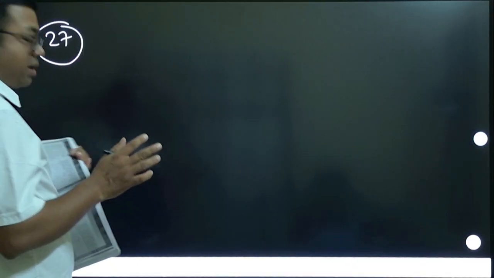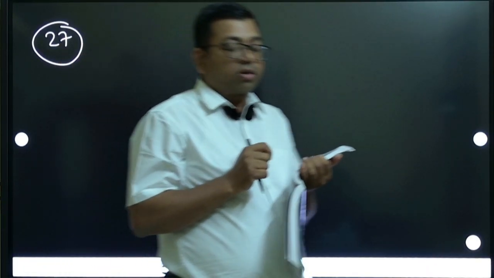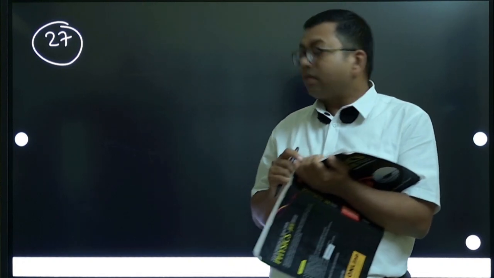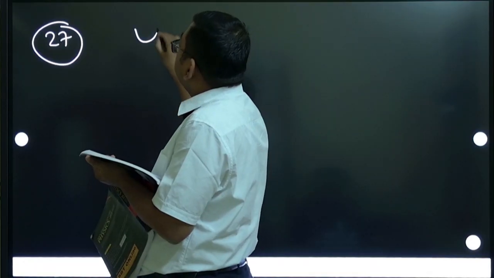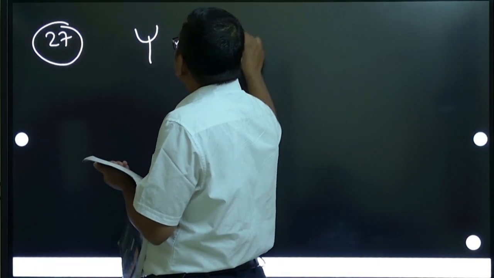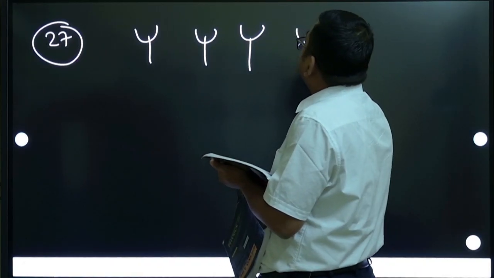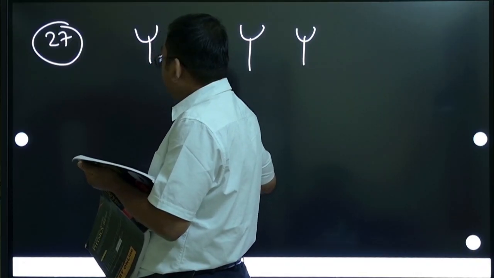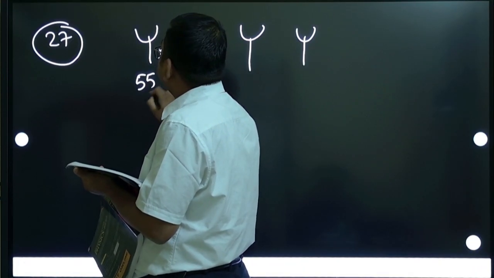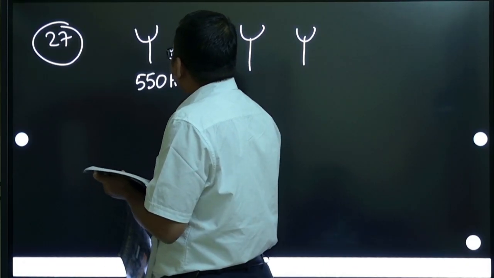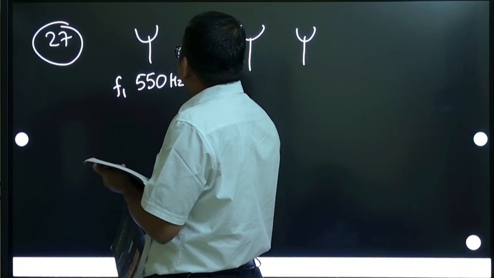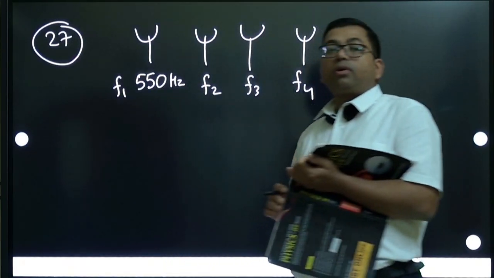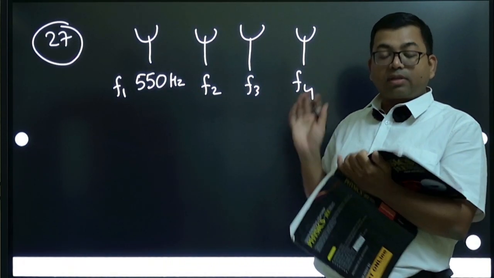What they are saying is that there are 4 tuning forks, and the one with the lowest frequency is 550 hertz. So let us say this is the first tuning fork, second tuning fork, third tuning fork, fourth tuning fork. The first has a frequency of 550 hertz, the lowest frequency. This is f1, but we do not know f2, f3, f4. We have to calculate that.